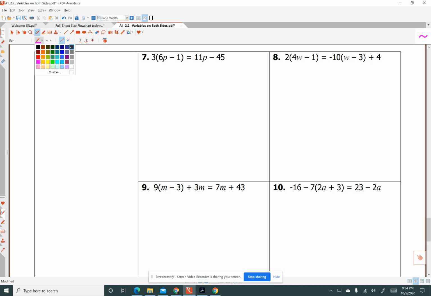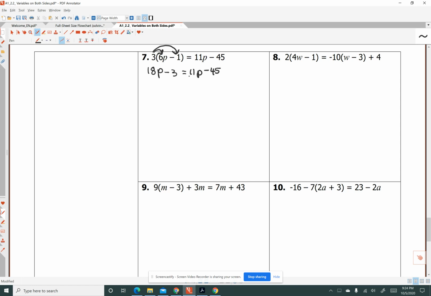Okay, are we ready to do some more problems? On this one, we need to distribute, which means we're going to multiply through the two terms in the parentheses. Remember, terms are separated by addition and subtraction. So we have 3 times 6 is 18p. 3 times negative 1 is negative 3 equals 11p minus 45.